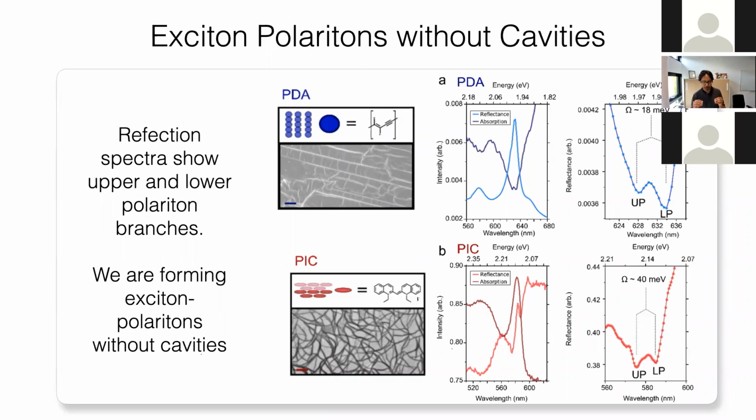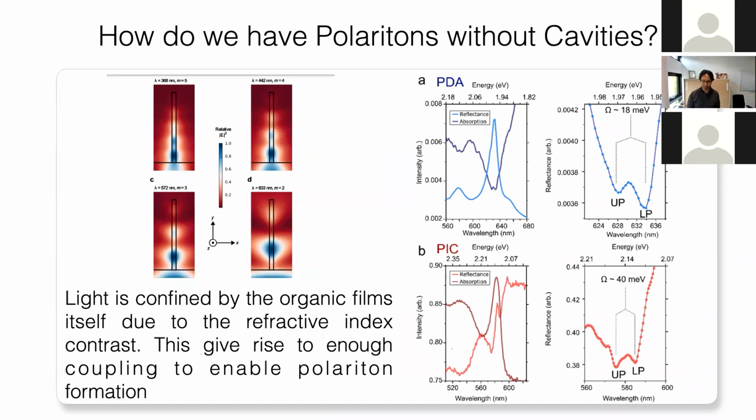And the exciton polariton is the basic excitation in this system without any metallic cavity, without anything going on, right? So just in an organic semiconductor, we can create exciton polaritons as the basic excitation. This is kind of amazing to some extent, but it turns out the explanation is quite simple.